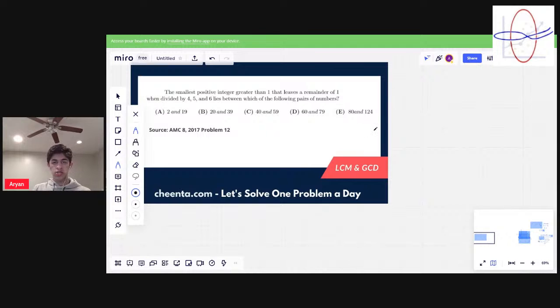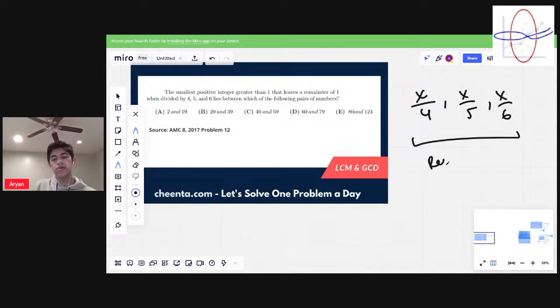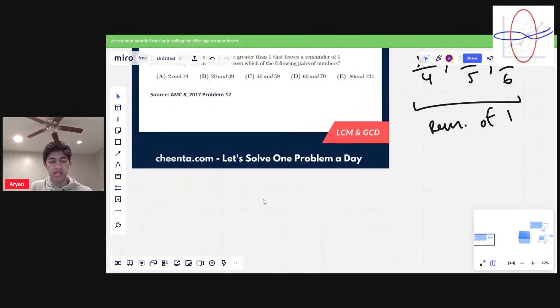Okay, so basically they're saying that there's some number x where if I divide this by 4, or I divide by 5, or I divide by 6, all three times I get a remainder of 1. And so what this basically means is, if I find a number that's divisible by 4, 5, and 6, and then add 1 to it, then that kind of satisfies these conditions, right?